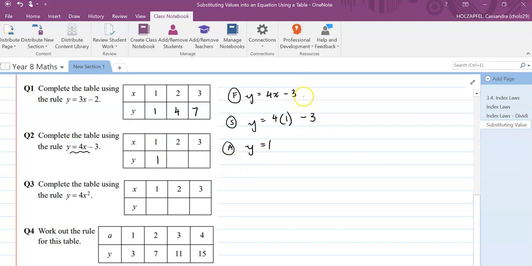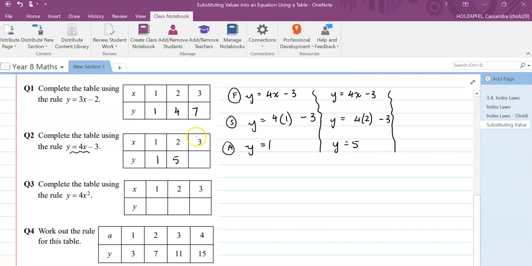Okay, let's do the same thing, except let's do this now for our x value equal to 2. So starting off with our formula, y is equal to 4x take 3. Substituting in when x is equal to 2, we're going to have 4 lots of 2, take away 3. 4 times 2 is 8. 8 take 3 is going to be 5. So our answer is going to be y is equal to 5.